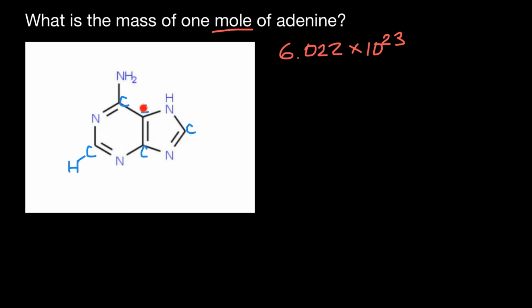And this carbon has 1, 2, 3, 4 covalent bonds. Nitrogen here has 1, 2, 3. Carbon here has 1, 2, 3 covalent bonds. So we're missing a hydrogen here. So here's another hydrogen, and this nitrogen makes 3 bonds. This carbon makes 4. This nitrogen makes 3 bonds. So basically now we have all carbon atoms and all hydrogen atoms shown here.